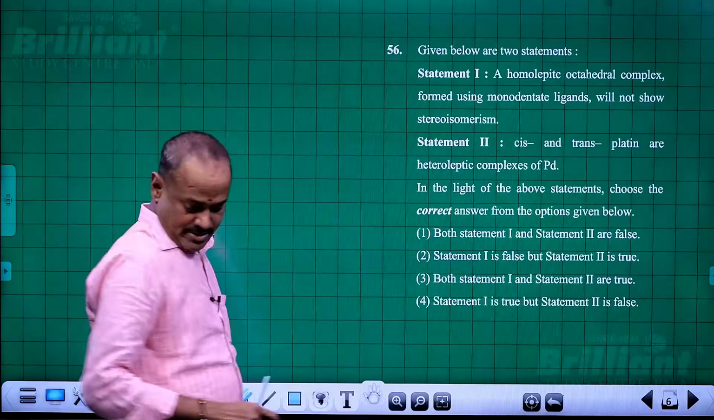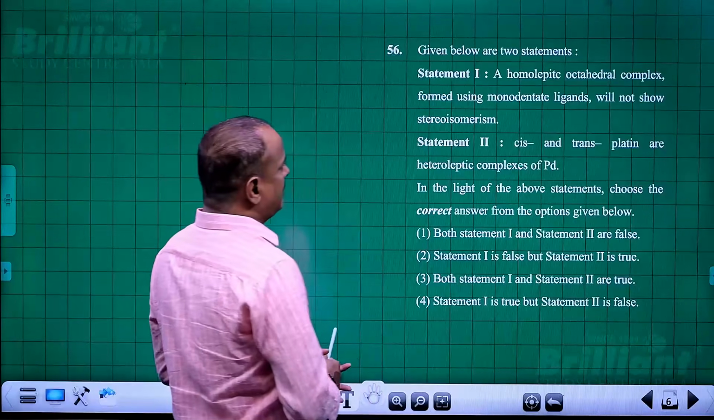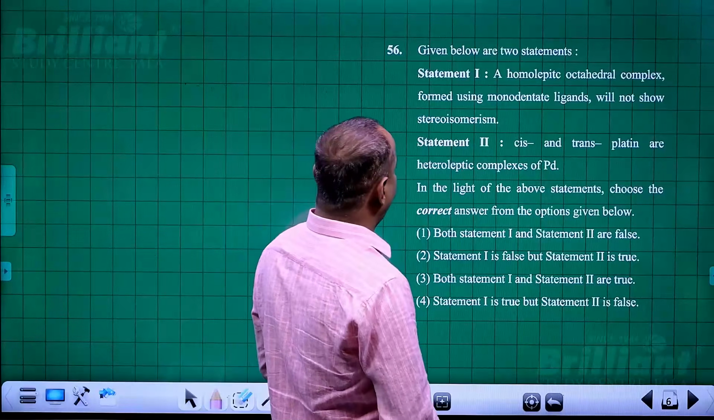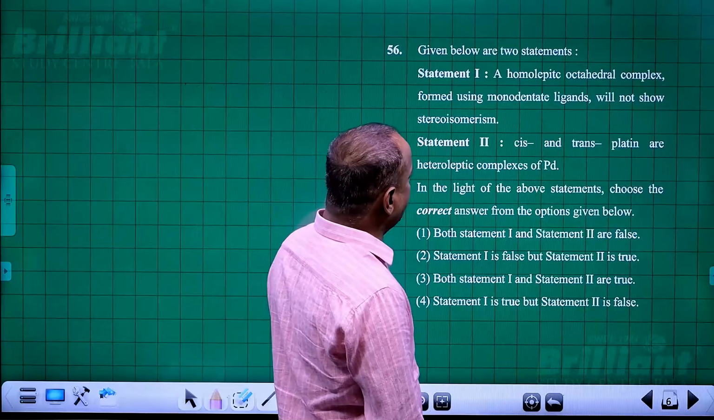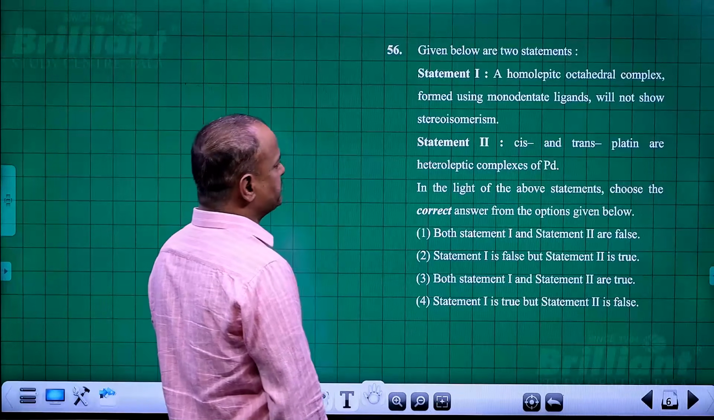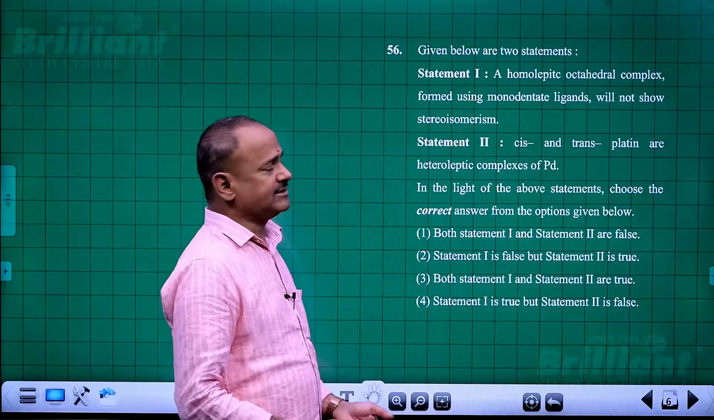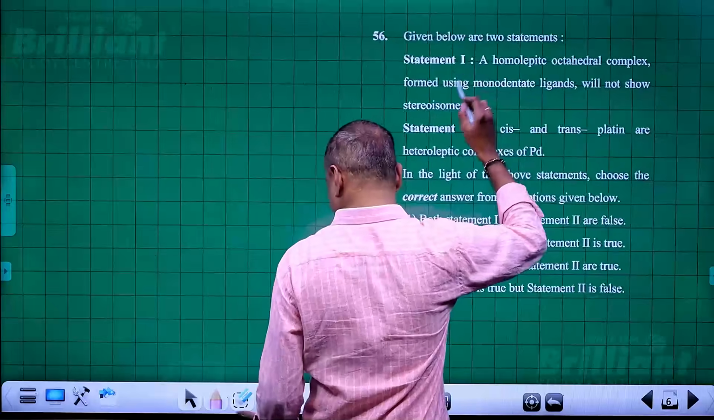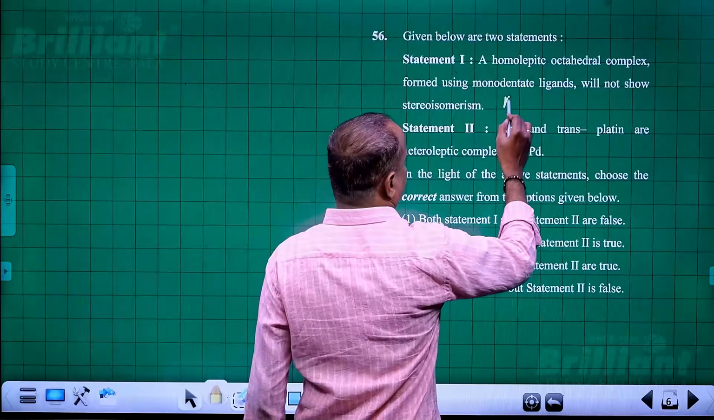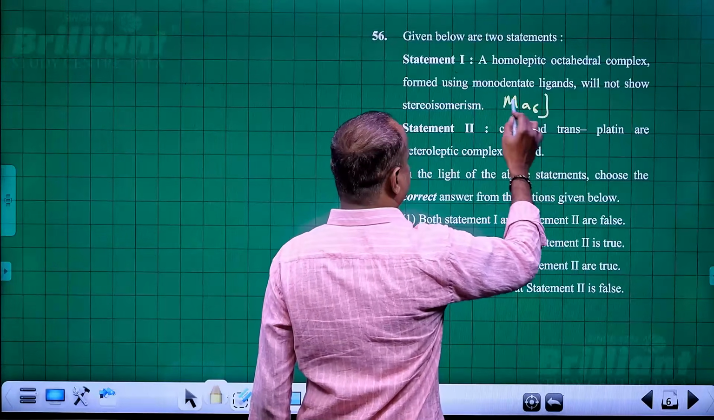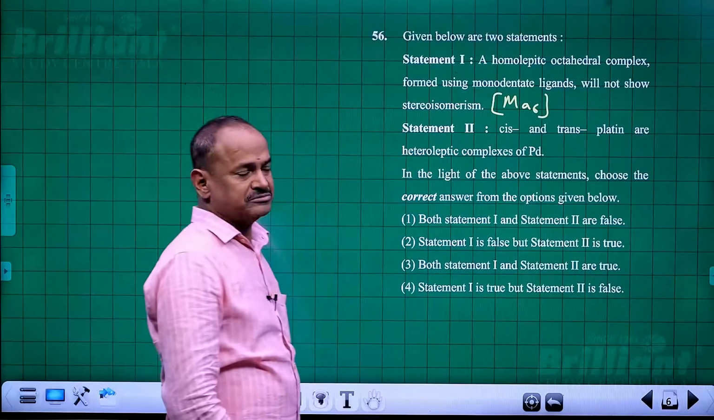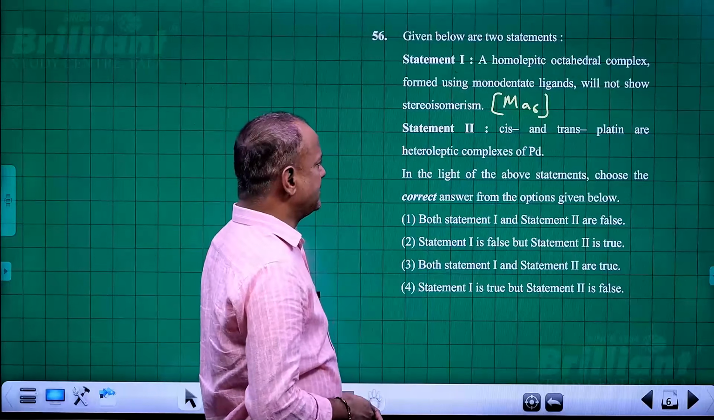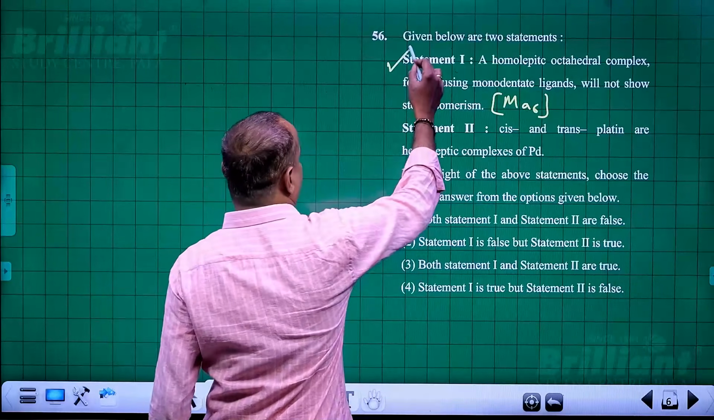Okay. Next, 56, statement 1: a homoleptic octahedral complex formed using monodentate ligands will not show stereoisomerism. Correct, because all of them are the same, so a plane of symmetry is present. Homoleptic means same ligands, that is called MA6. No geometrical, no optical isomerism because all ligands are the same. Plane of symmetry present. So this is correct.